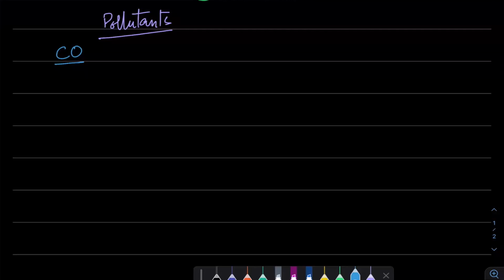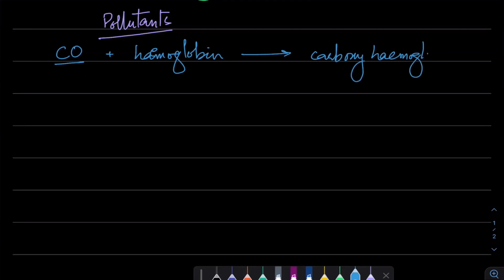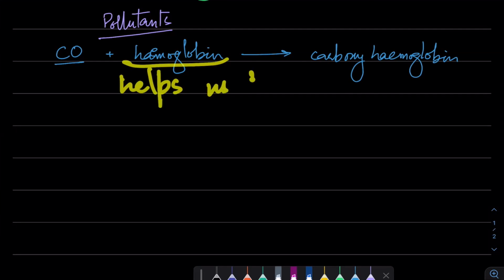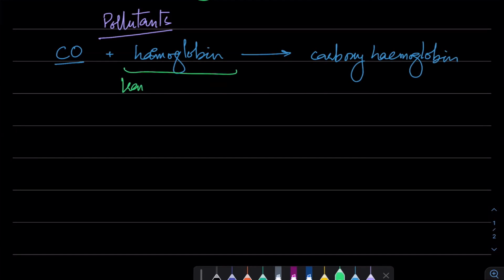Now, carbon monoxide, what it does, it binds to hemoglobin in our blood. So carbon monoxide plus hemoglobin, I don't know how to spell it. Yeah, hemoglobin, it makes carboxyhemoglobin. Now, what does carboxyhemoglobin do? Why is it bad? Because hemoglobin helps us breathe. It transports oxygen. So hemoglobin in mammals transports oxygen. But once carbon monoxide binds to it, it is unable to do that. So we say carbon monoxide has poisoned the person, and that is why carbon monoxide is poisonous.